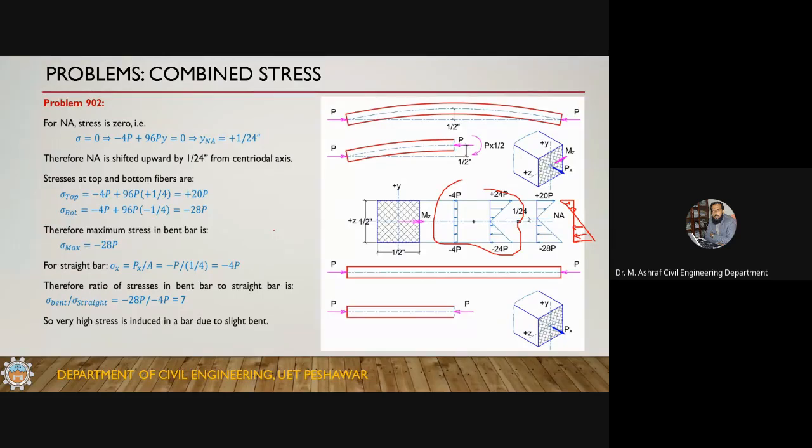So if you have a column, okay, this is a half-inch square column, so its dimension is also very small, and this is bent by half-inch, equal to the cross section of the member. Okay, so what is happening? The stresses are increased by 7. Okay, so 7 times increase in the stress.